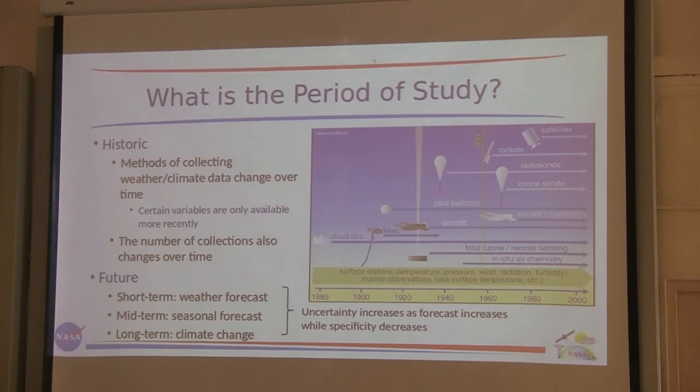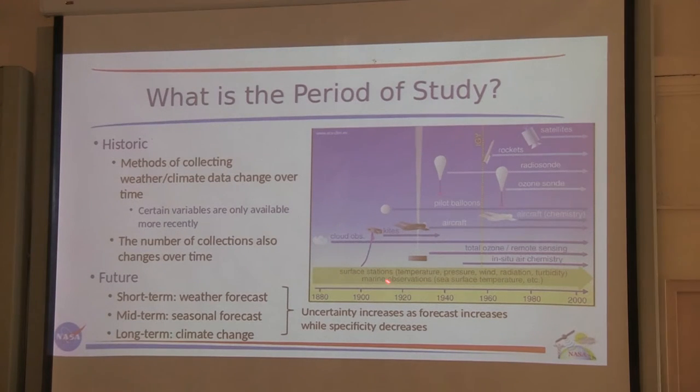You also have to think about the period of study. You can remember that a lot of these techniques for collecting data have varied over time. Both the number of things like weather stations and satellites has changed over the time, and the technology has changed over time as well. So you can think of things like satellites are basically the 1980s and beyond is when you're going to have satellite data. If you want to get satellite data for the 1960s, you're generally out of luck.